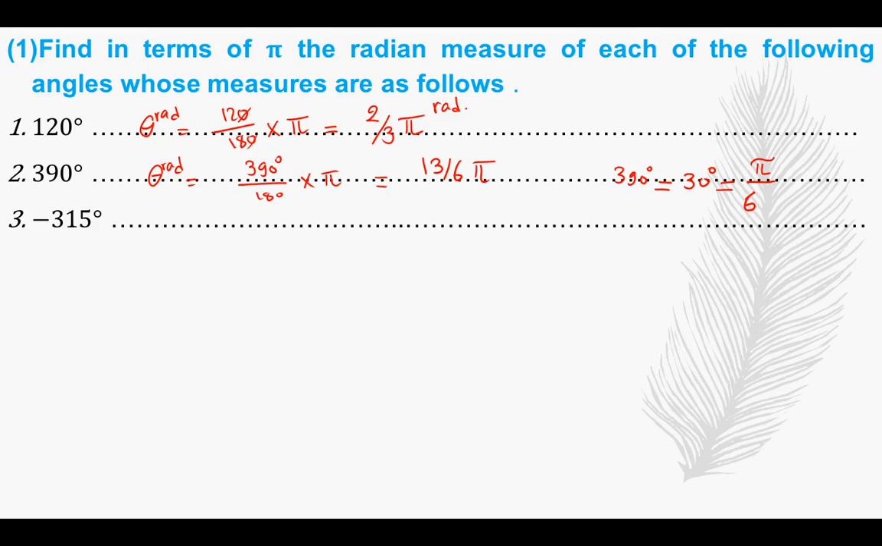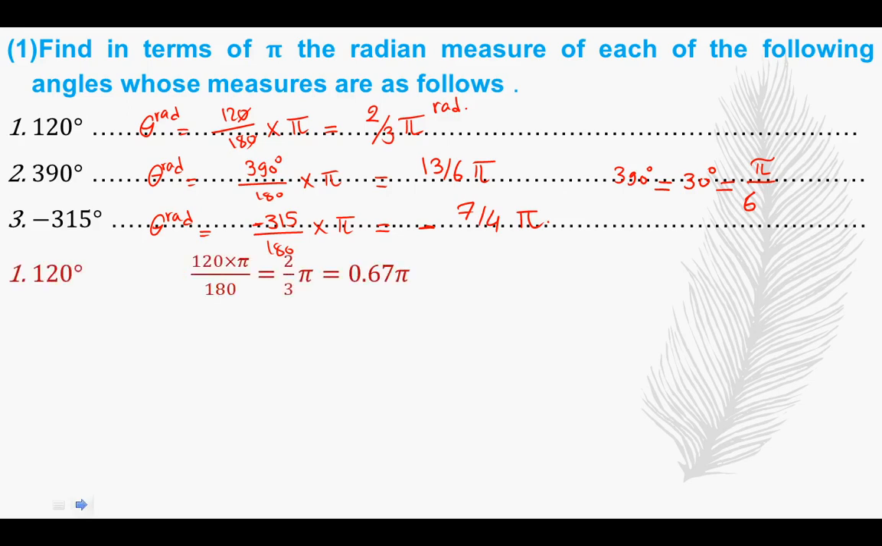The last one, negative 315. Theta radian equals negative 315 over 180 multiplied by pi. Put it in your calculator: negative 315 over 180, and this equals negative 7 over 4 pi. Negative 7 over 4 pi.